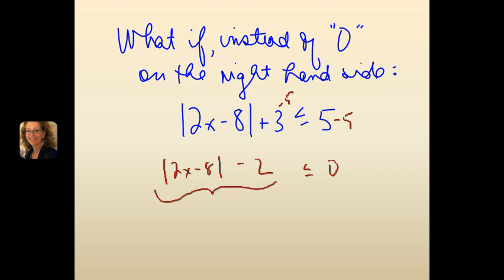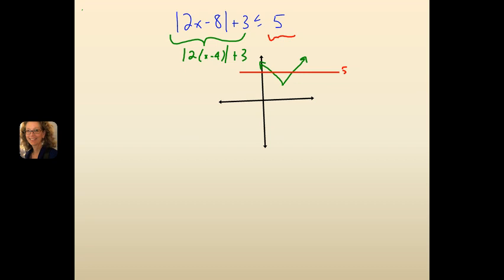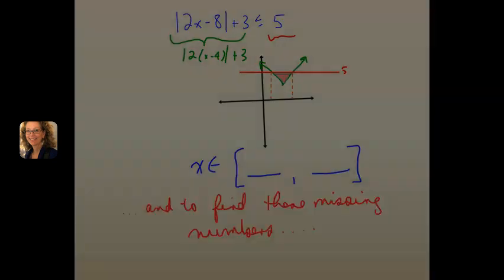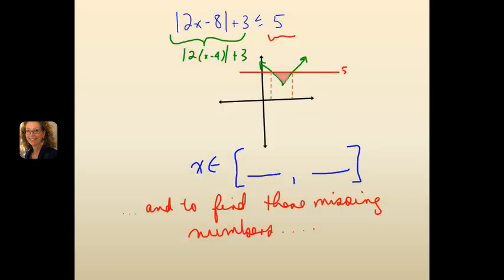Graph this function and look for where it's under the x-axis. Or, instead of looking for where it's under the x-axis, you can look for where this original function is under the y equals 5 line. Up to you, I care not. Either way, don't do algebra, sketch the graph, look for where the graph is, in this case under the line, write out your interval, and then find the numbers that go in the missing interval places.